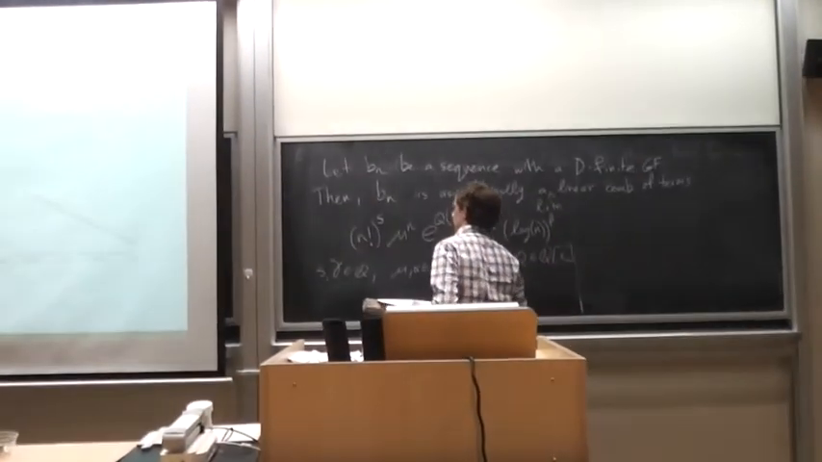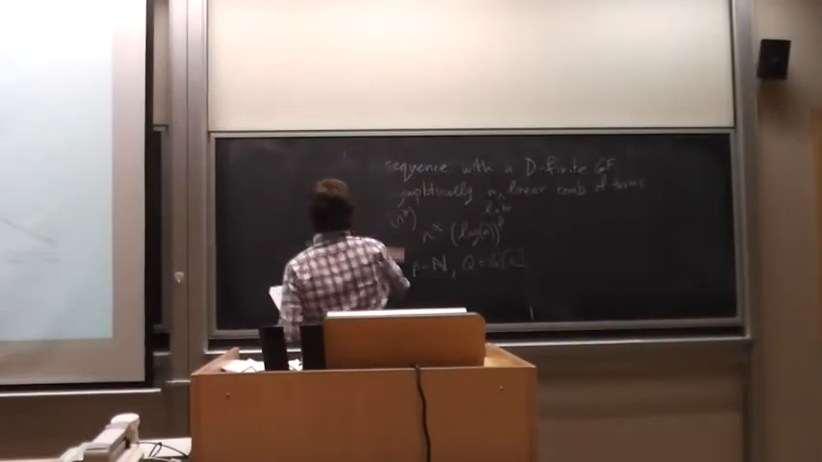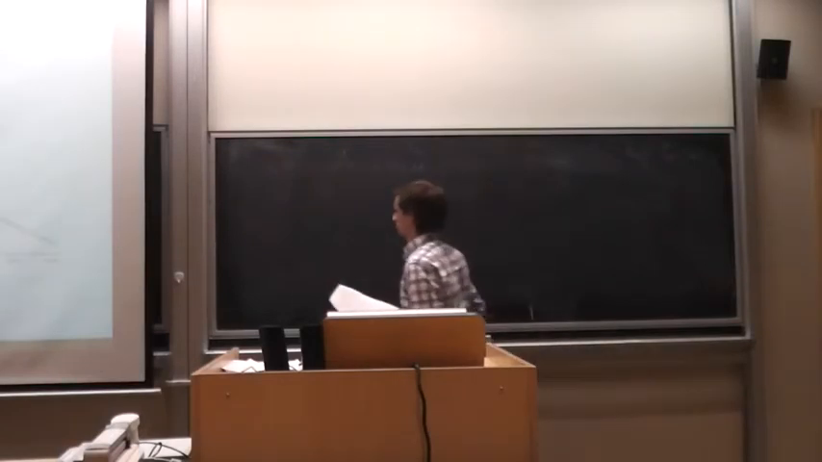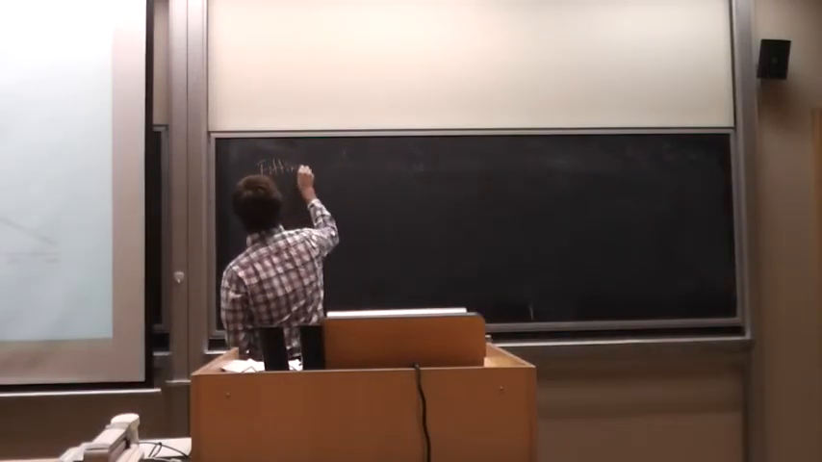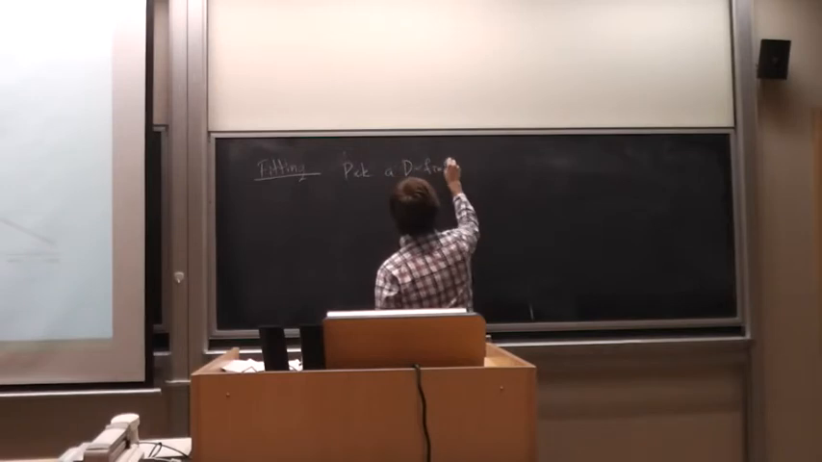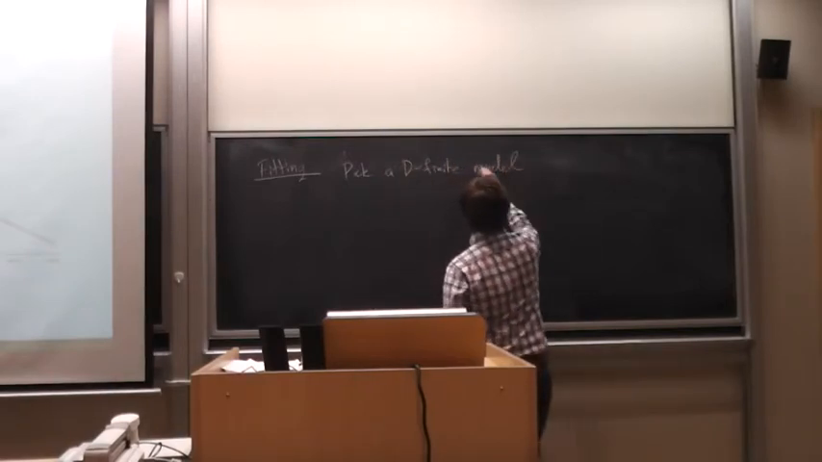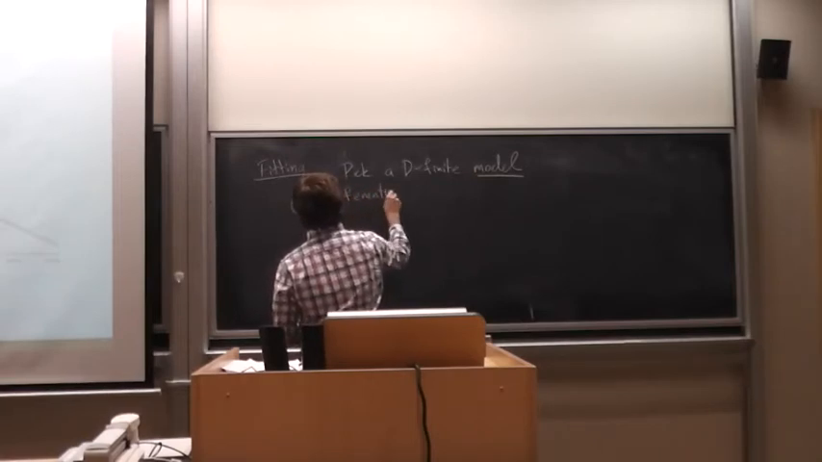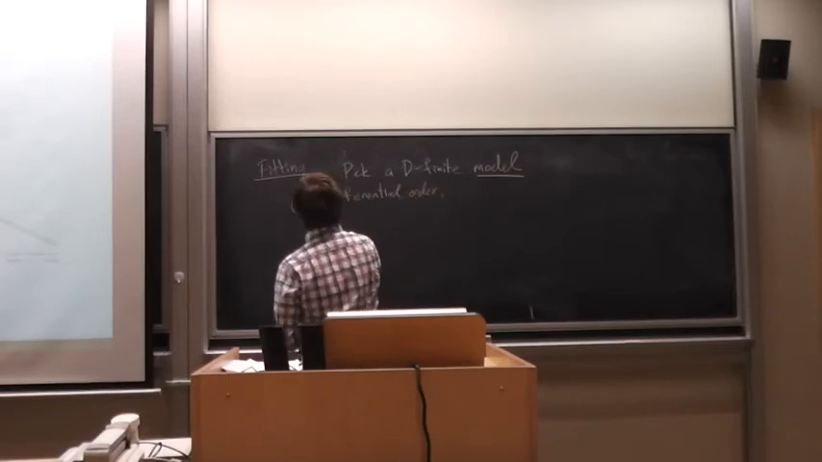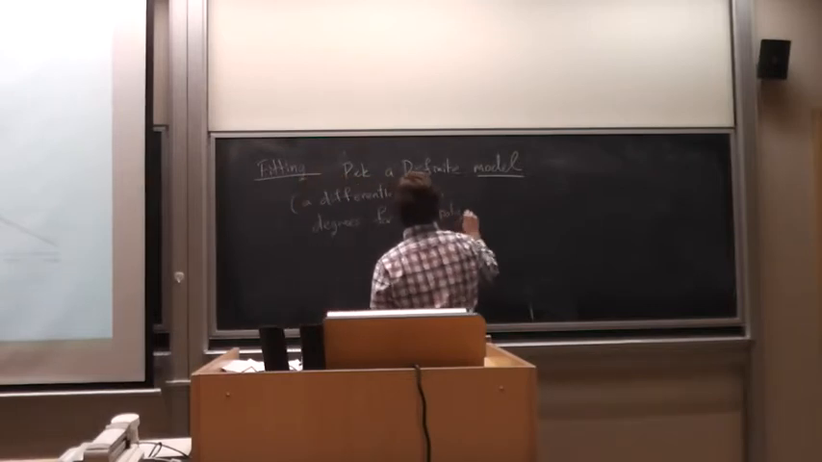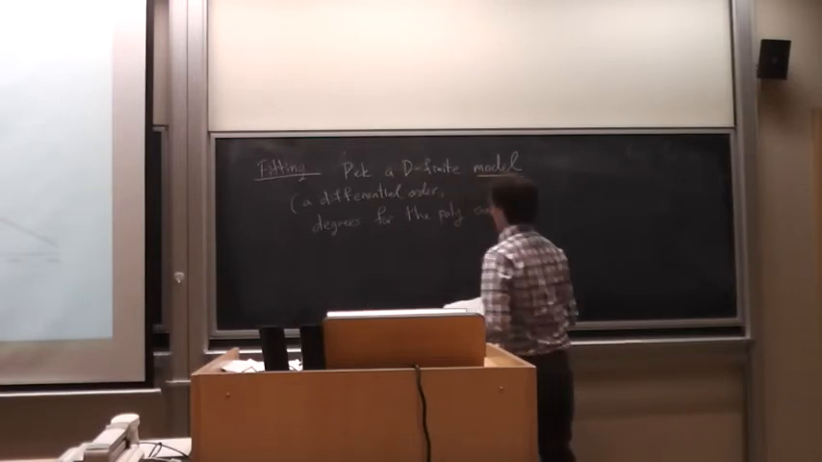Okay, so let me talk about fitting to d-finite forms, so you know what I mean there. What I mean by fitting is first pick a d-finite model. So pick a differential order. Maybe you want to do a third order, second order. And pick degrees for the polynomial coefficients. Maybe it would be better to call it a template instead of a model.